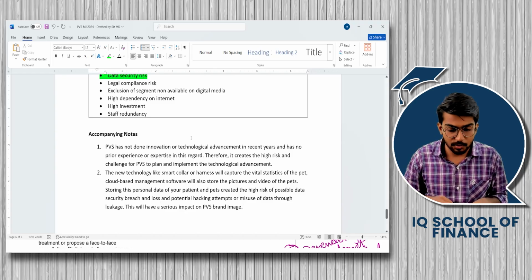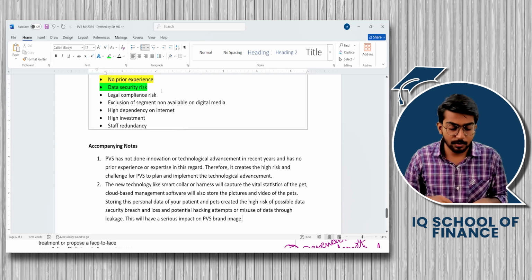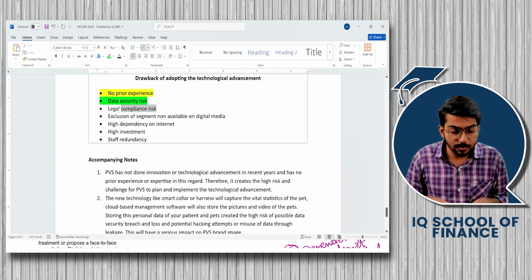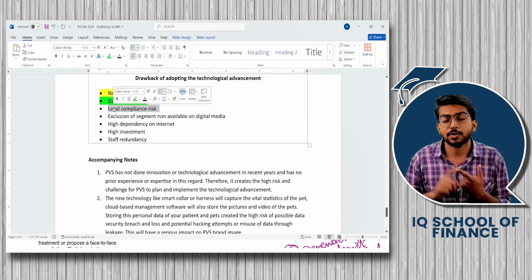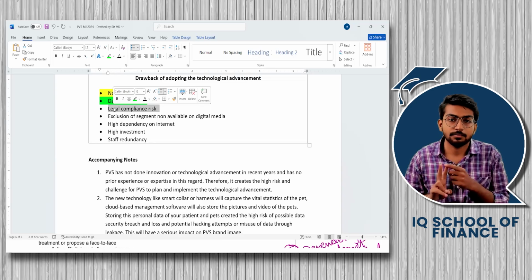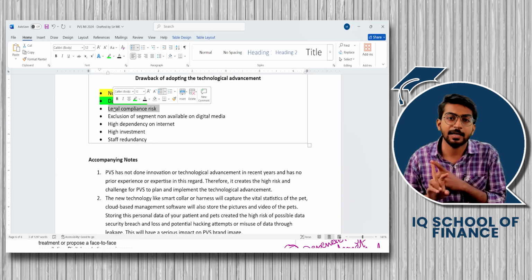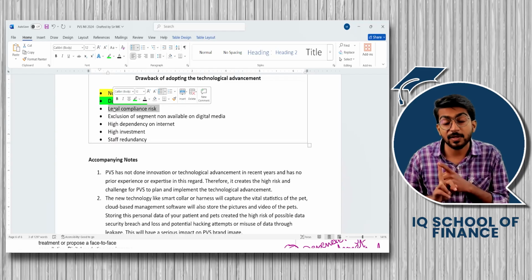So okay, so far so good. Okay, great. The legal compliance risk. Now, how does legal compliance come into the game? You are storing the data. Whenever you store data, two risks come automatically: the data security risk and the legal compliance risk, because you are storing someone's personal data.